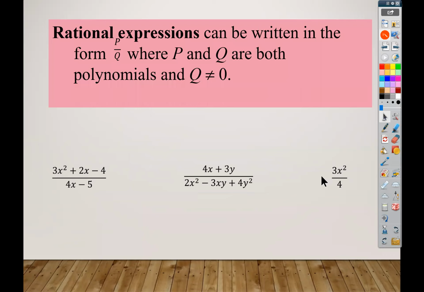Rational expressions can be written in the form P over Q, where P and Q are both polynomials and Q does not equal 0. So there's some examples of rational expressions right there. So it can be written in the form of a fraction. Q is not 0.